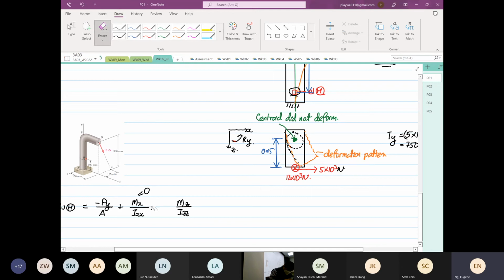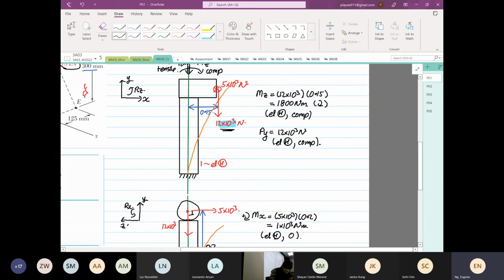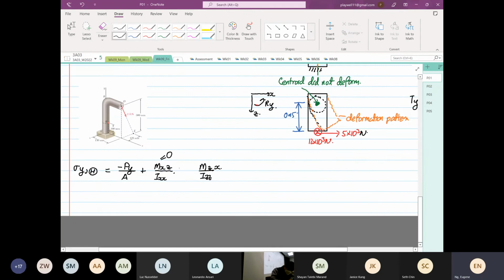Sorry, this is Z, and this is X. Okay. So if you look at it, Mz is going to induce a compression. We have analyzed it, so this is going to be minus. Okay. So from here, let's get the information that we need.